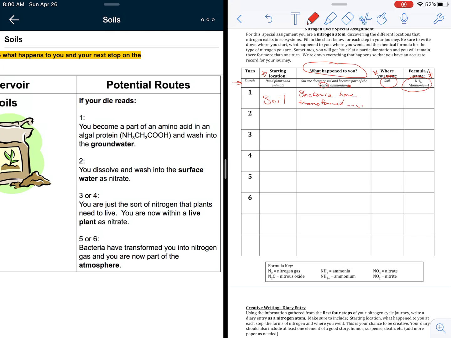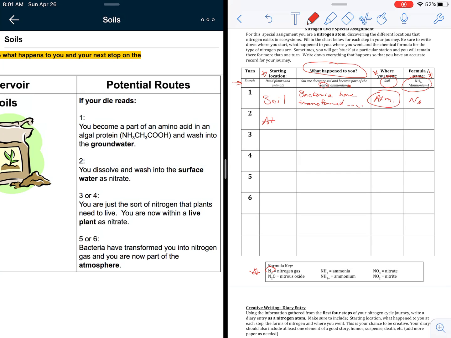Nitrogen gas, or actually I'm going to the atmosphere next. Atmosphere, that's my ending location, right? And then my form that I ended up as is nitrogen gas, which you can see down here, if you don't want to write that whole thing, is N2. Okay, so there's a little key down here for you if you want. All right, then I know my atmosphere is my ending location for that stop.